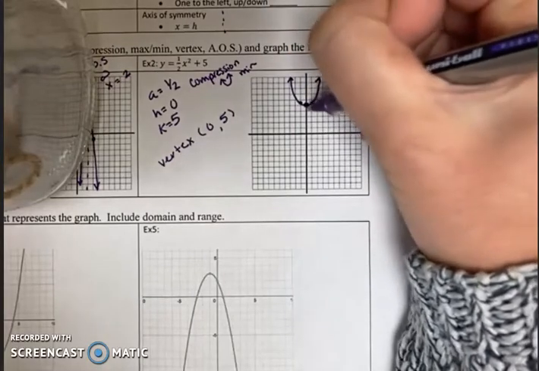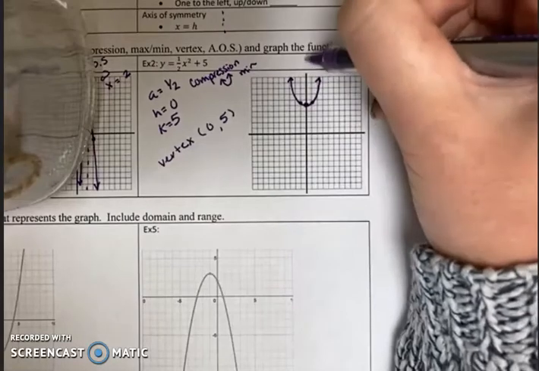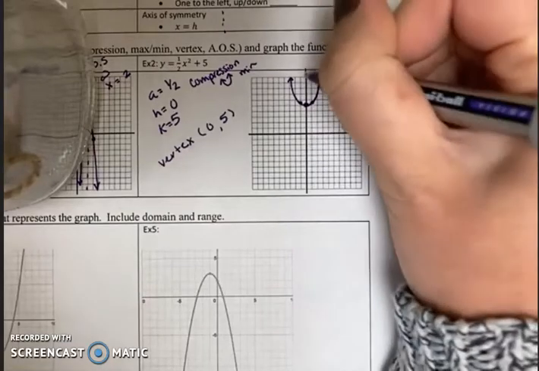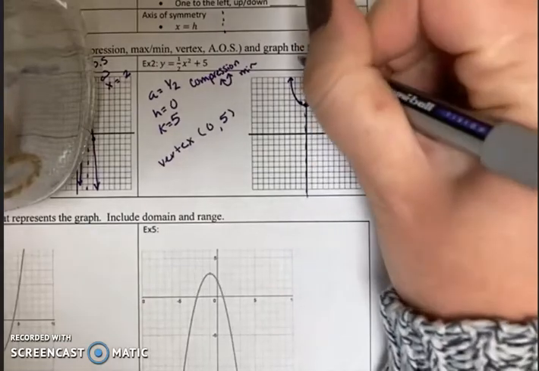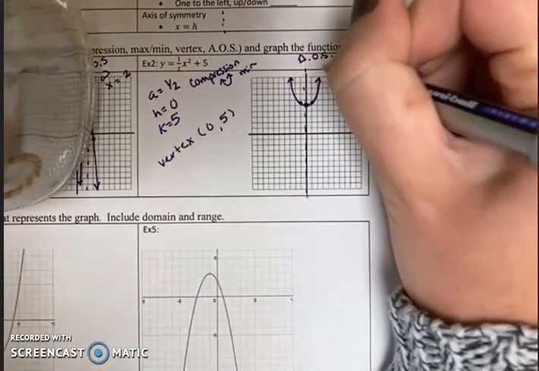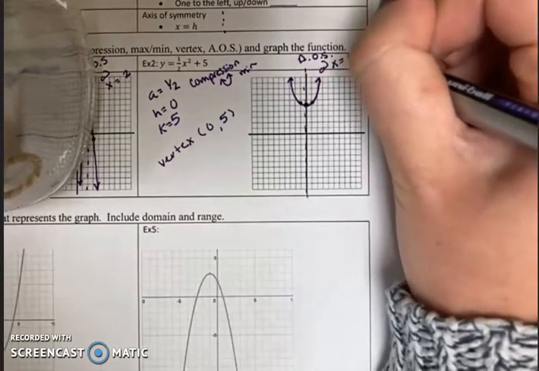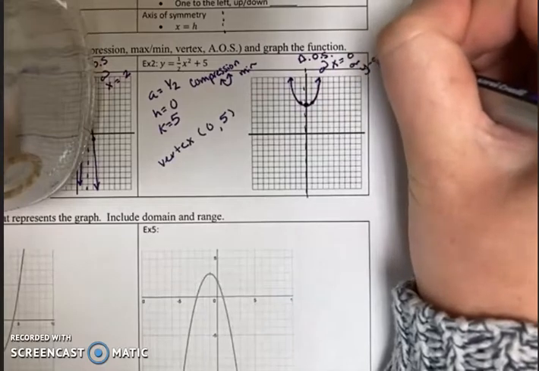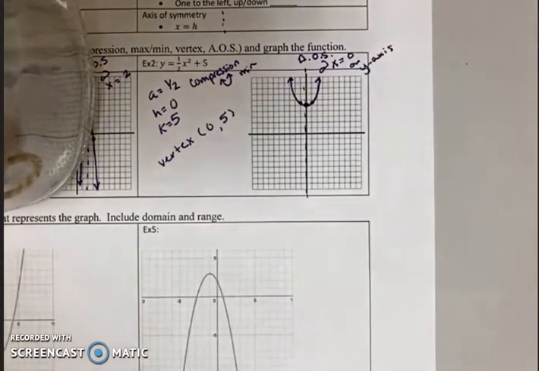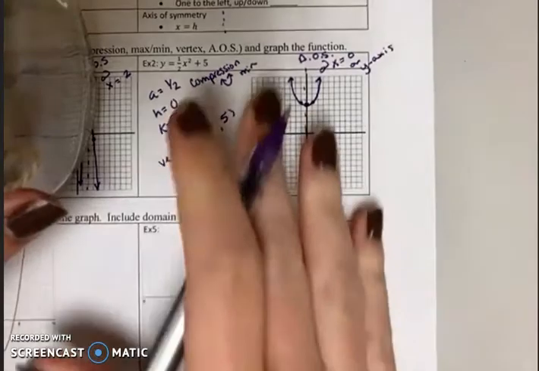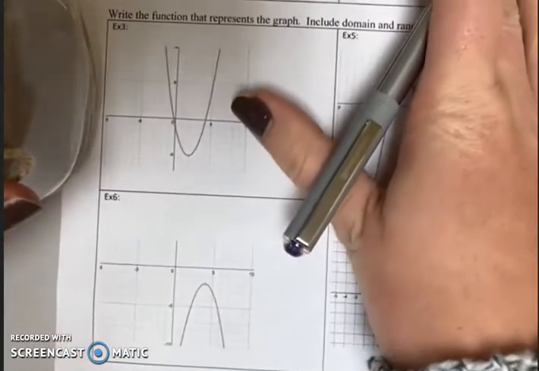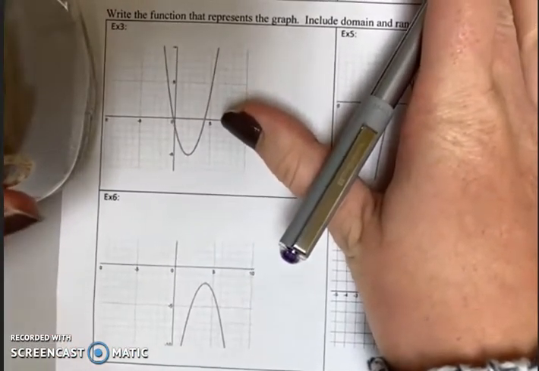And the reason why I could do the left up 1/2 is because of that axis of symmetry, which in this case is located at x equals 0, or the y-axis. Okay. Moving on.